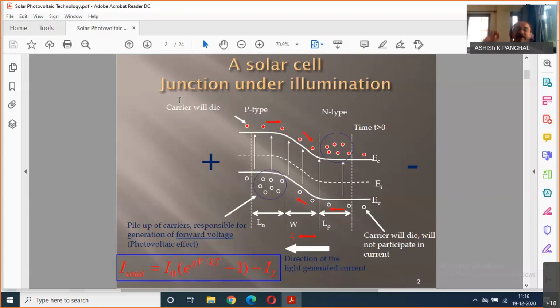Now, whenever sunlight falls on this junction, photons with enough energy excite the electrons. The electrons have very high energy, so they jump, leaving their seat, and are now moving in the conduction band. The free motion of electrons is nothing but the current.